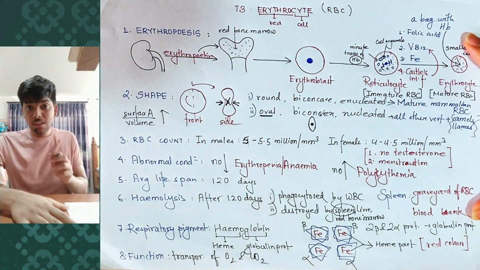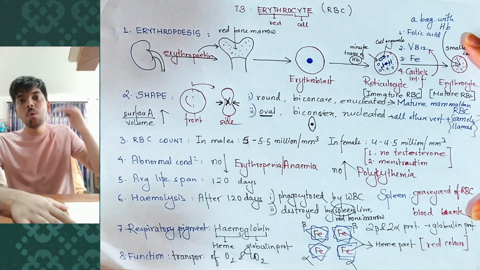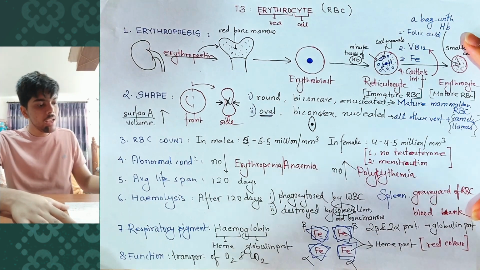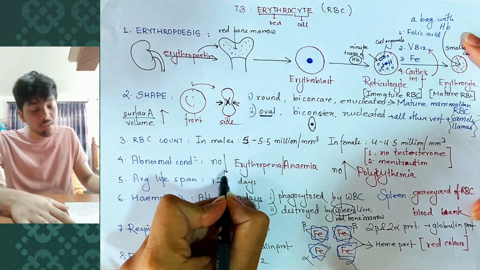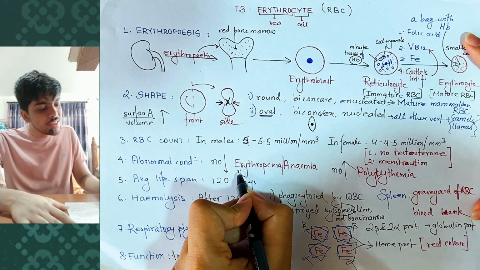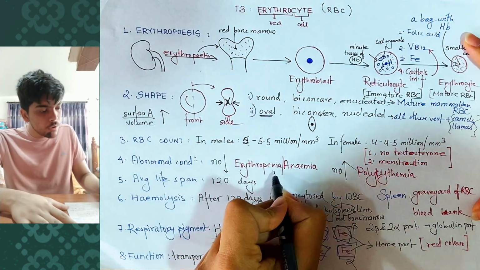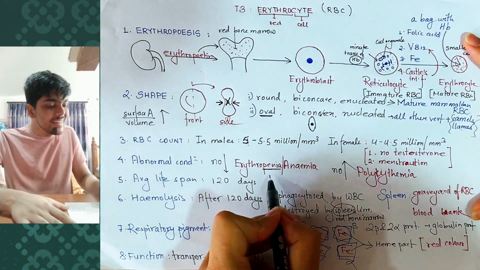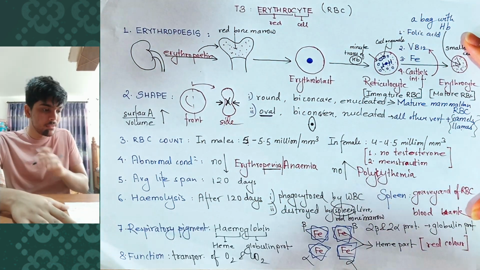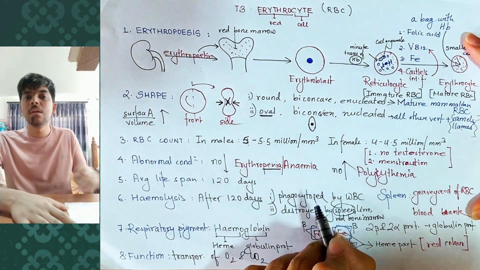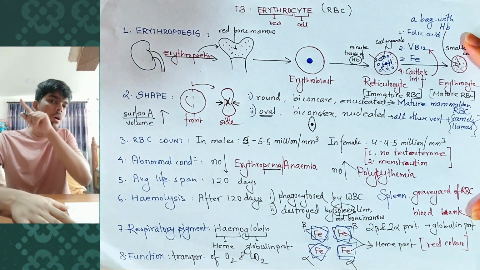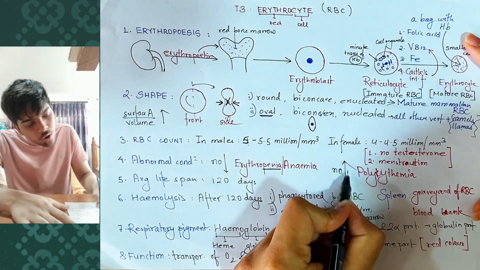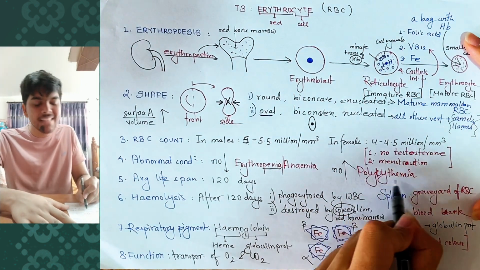Second, if the number of RBC is more than or less than the normal number, then that's your abnormal condition. If the number of RBC is less than the normal number, it's called erythropenia or anemia, where penia, you could use it to remember that penia means number is less. If you see penia, it means the number is less than the normal number or the borderline number. If the number is more than the normal number, it's polycythemia.